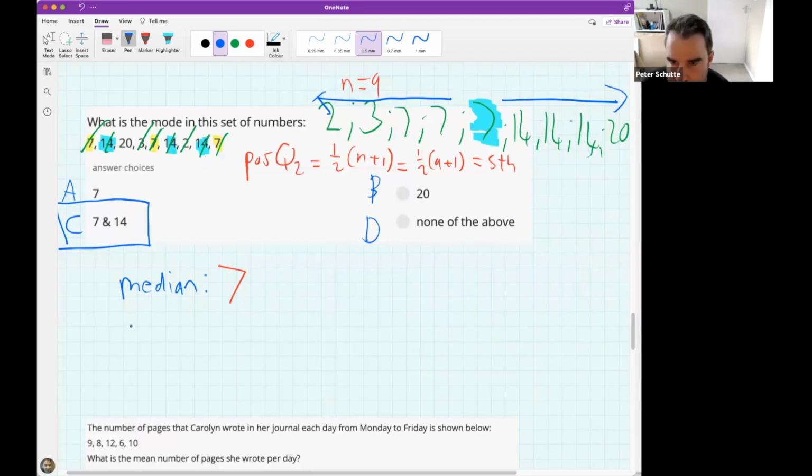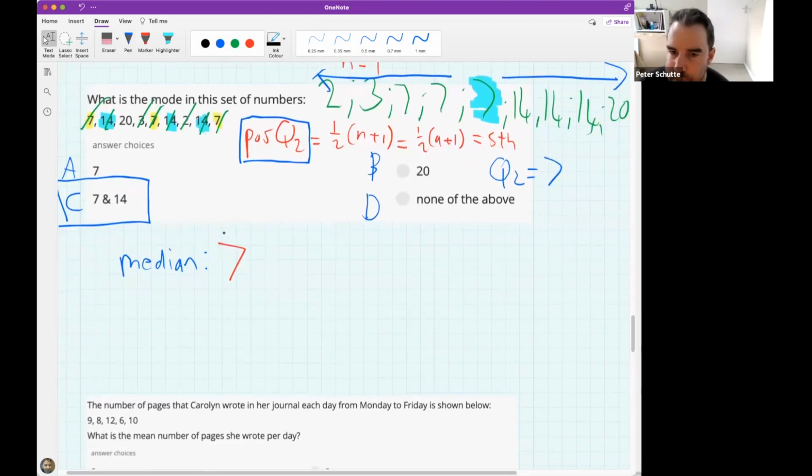Okay. So that's why I distinguish between the position of the median, which is different to the value of the median. And the value of the median, let me just write it here, the Q2 value is 7. Okay, you guys are doing swimmingly, so let's keep swimming.